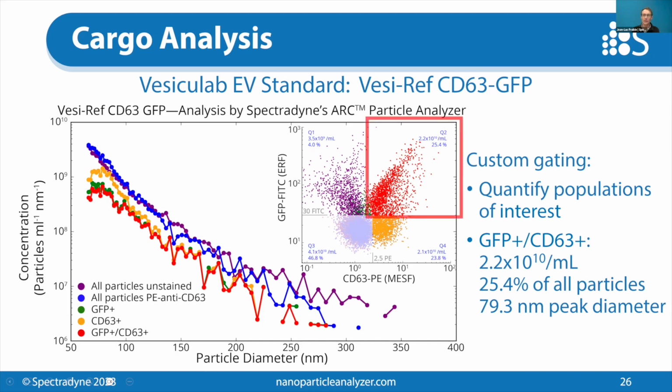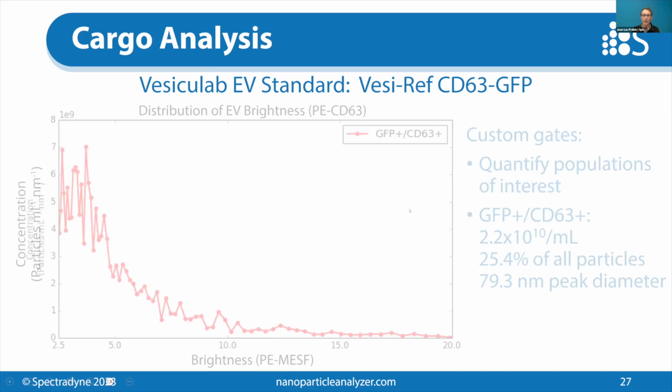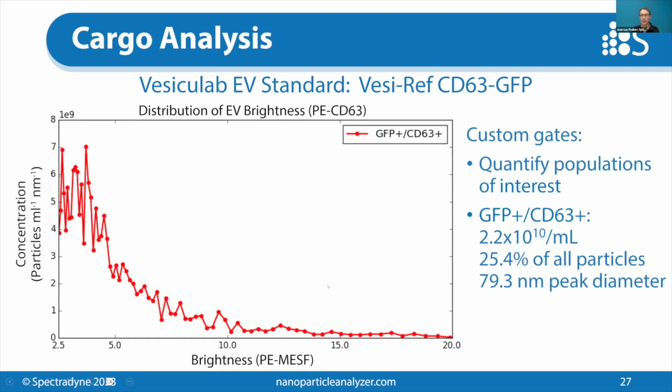If we focus in on the double positive population, we can go a step further and ask, well, how bright are these particles? Okay, because our fluorescence measurements are quantitative. And this is the distribution of brightnesses, so concentration versus brightness for that double positive population. And we know what these units are. They're real units. They're not arbitrary units. Our system is calibrated to report MESF units.